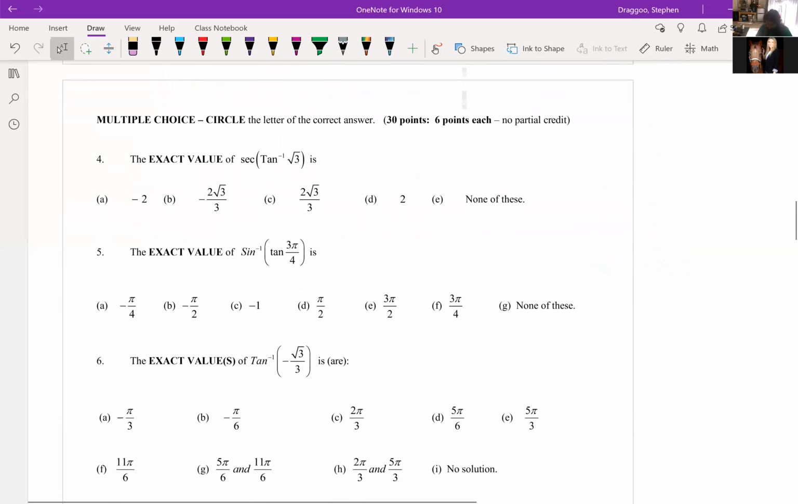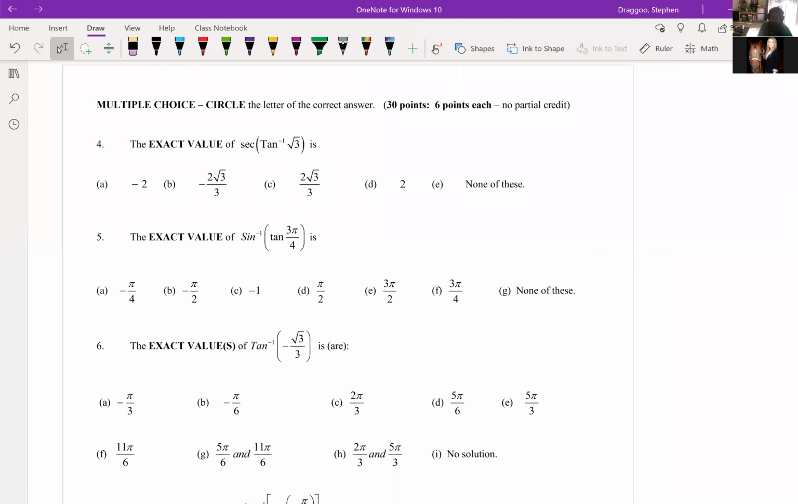All right, and then there's a multiple choice section on this practice exam. So keep in mind that the actual exam is all multiple choice because it's on the internet. Because that's the world we live in. Do some rapid fire stuff. Get the exact value of each of the following.